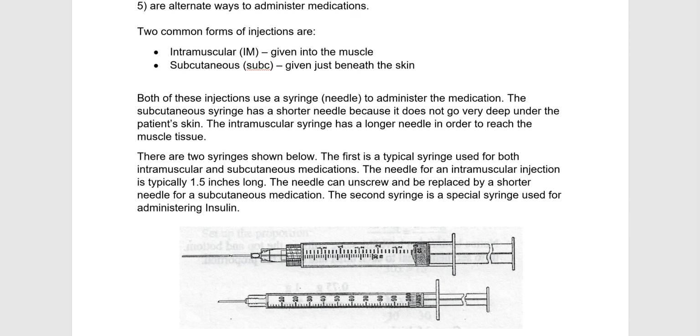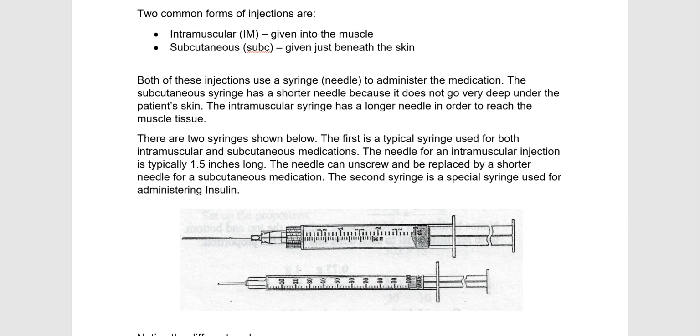Two of the common forms of injections are intramuscular, which we can abbreviate with IM, and that's when it's given into the muscle. Intra being a prefix, which means within. And then we also have subcutaneous, which we can abbreviate sub-C, which is given just beneath the skin.